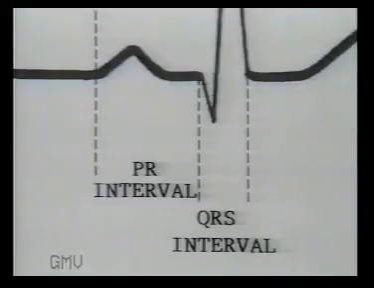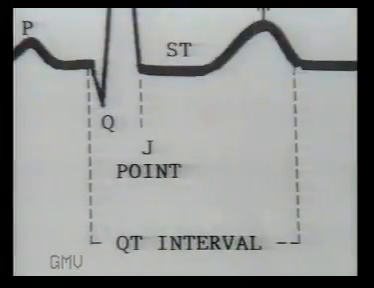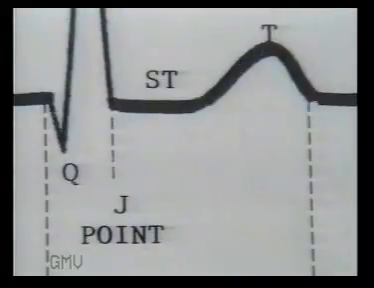The time from the beginning of the Q wave to the end of the S wave is called the QRS interval. It indicates the time taken by the impulse to spread through the two ventricles. The time from the beginning of the Q wave to the end of the T wave is called the QT interval. It represents the total electrical activity of the ventricles. The line between the QRS complex and the T wave is termed as the ST segment, and the point of junction between the QRS complex and the ST segment is called the J point.